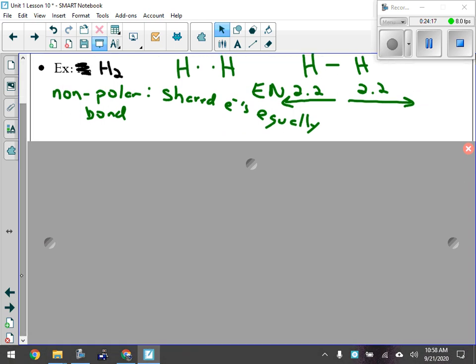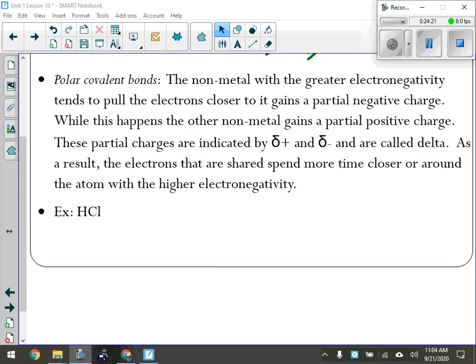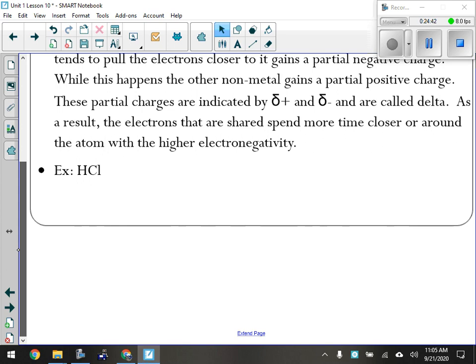Now we're going to talk about what we call a polar covalent bond. In this case, the non-metal with the greater electronegativity tends to pull electrons closer to it. It gains a partial negative charge. While this happens, the other non-metal atom will gain a partial positive charge. They're indicated by those two symbols there, and they are called delta. As a result, electrons that are shared spend more time around the atom with the higher electronegativity.